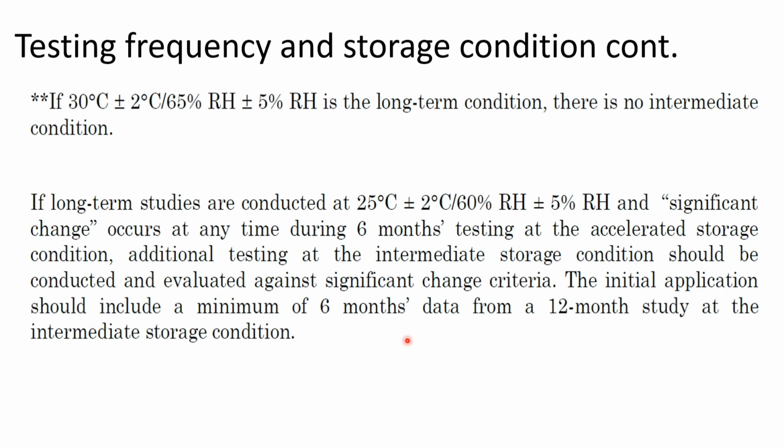So I already explained, if any significant change is observed in the accelerated condition, then you have to go with the intermediate condition. When you start the intermediate condition, 12-month data is required, because the 6 months you have already done for accelerated and there is a significant change, so you have to start the intermediate. So there are two things. If the long term storage condition is 30-65, no intermediate is required. Second, during the accelerated condition, if any significant change happens, then you have to start the intermediate storage condition.